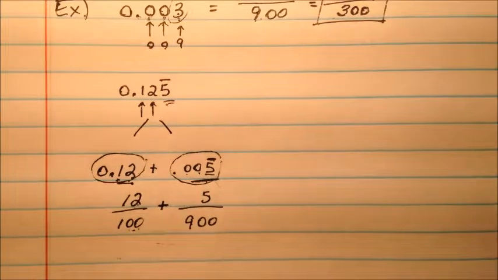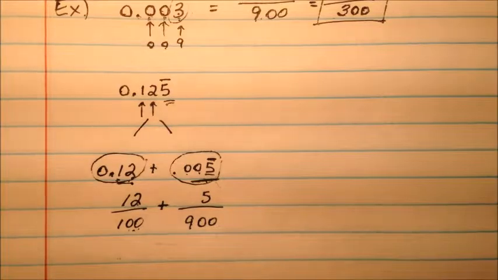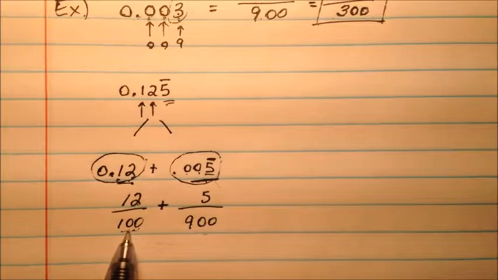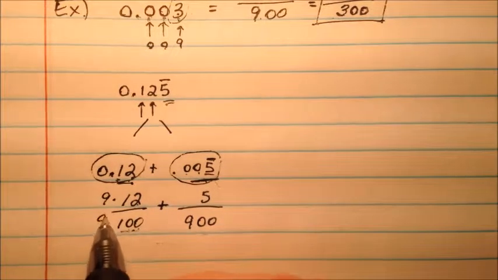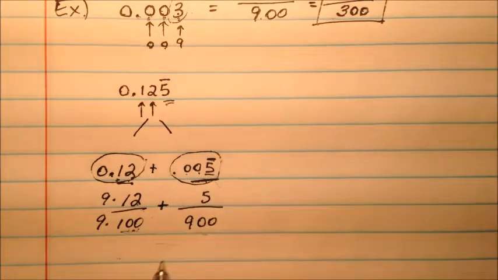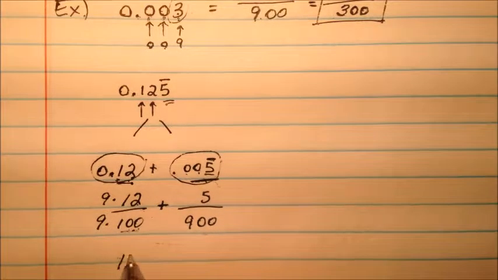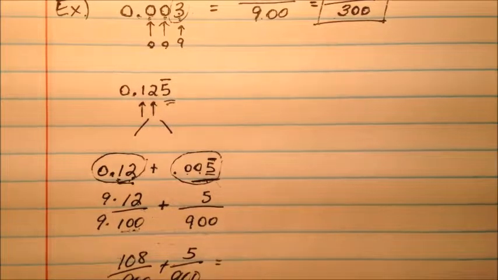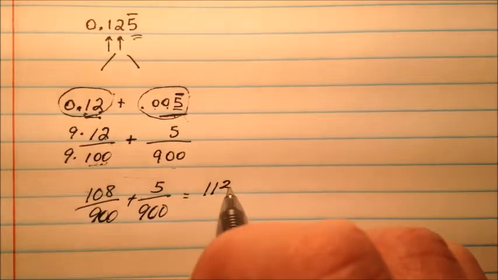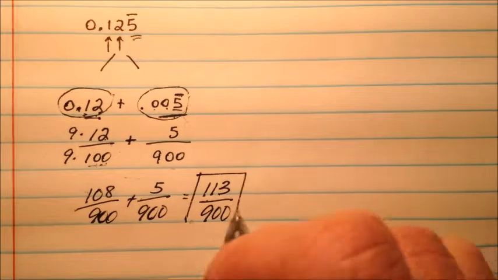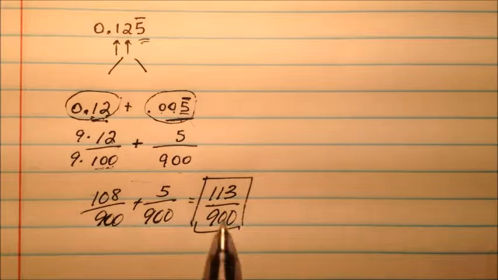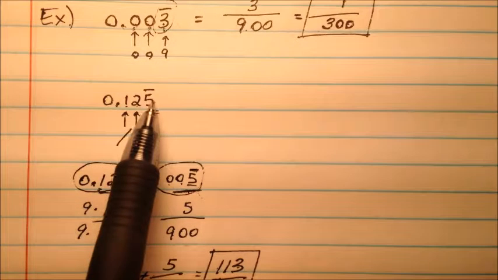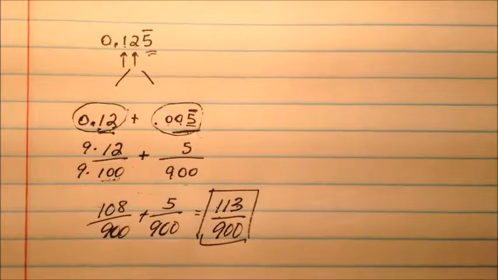So now it's just a matter of adding these two fractions up and getting common denominators. I notice this one's over 900, and this one's over 100. So if we multiply this one top and bottom by 9, we'll have that common denominator. So 9 times 12 is 108 over 900 plus 5 over 900, and that's going to be 113 over 900. So if you were to take 113 and divide it by 900, you're going to get 0.1255555 forever.